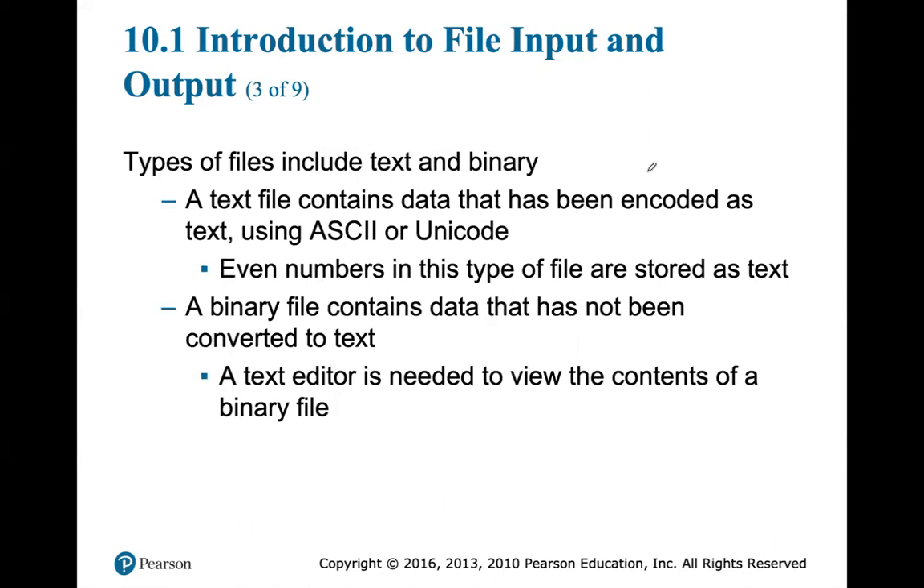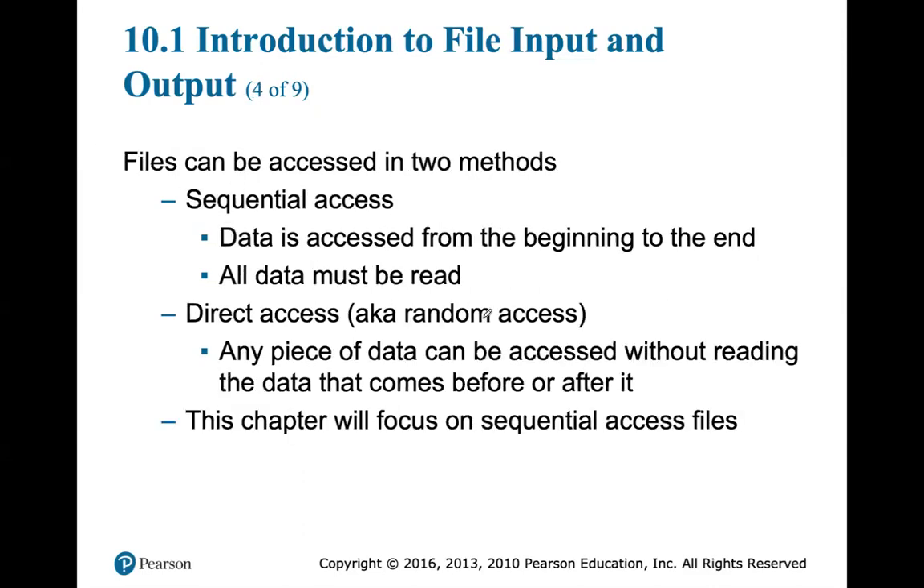So we know that computers use the binary system, zeros and ones. This is the way for us to actually turn those zeros and ones into letters and numbers. So if you see letters and numbers, that is a text file. If you see zeros and ones, that is a binary file. That is the second type. A binary file will contain any data that has not been converted to text.